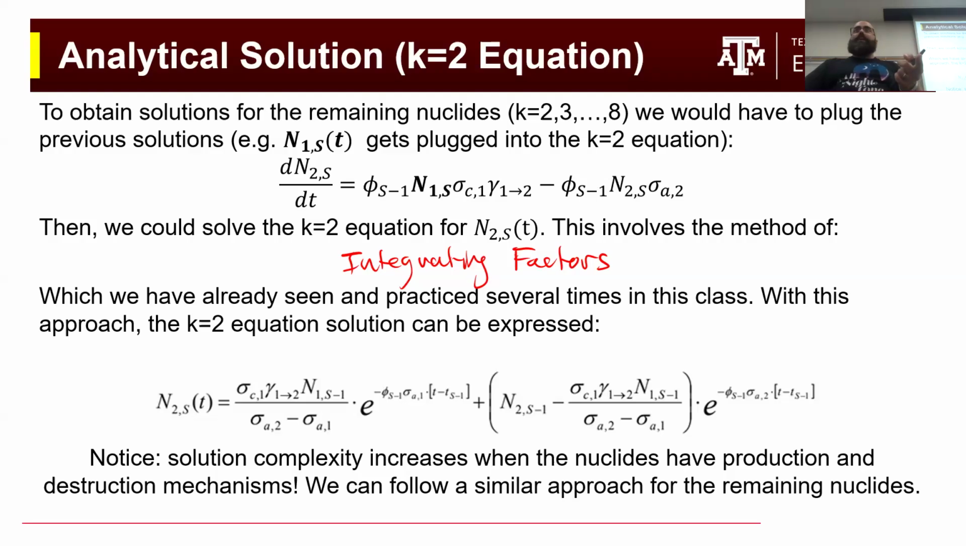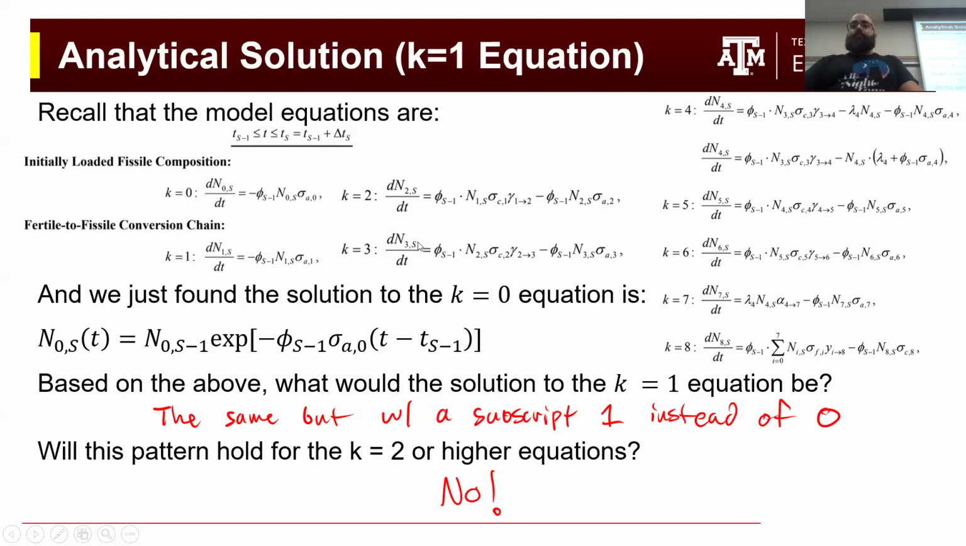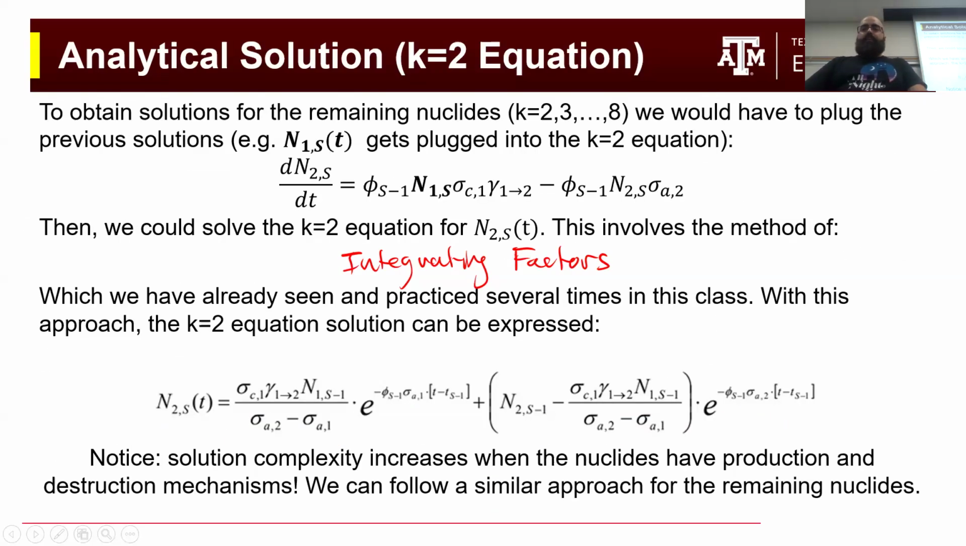The remaining nuclide equations are going to get more complicated, because if I wanted to solve for nuclide 3, I would have to plug that big solution in for N2 right here, and then do another integrating factor on this, except now my g of t function gets a lot more complicated. So analytically, oh, yes, Robbie?